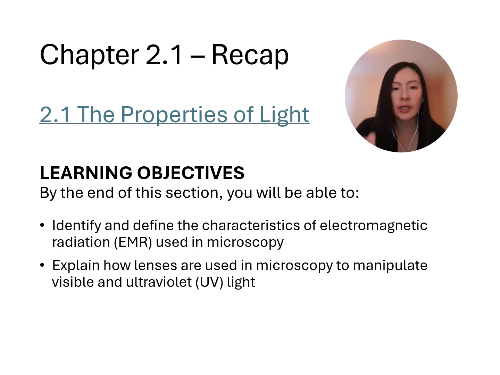For the second one, how lenses are used in microscopy to manipulate visible and UV light, remember that light, when it passes through lenses, like the convex lenses in our microscope, will be bent due to changes or differences in refractive index. We use convex lenses to converge light to a focal point so we can magnify the specimen.